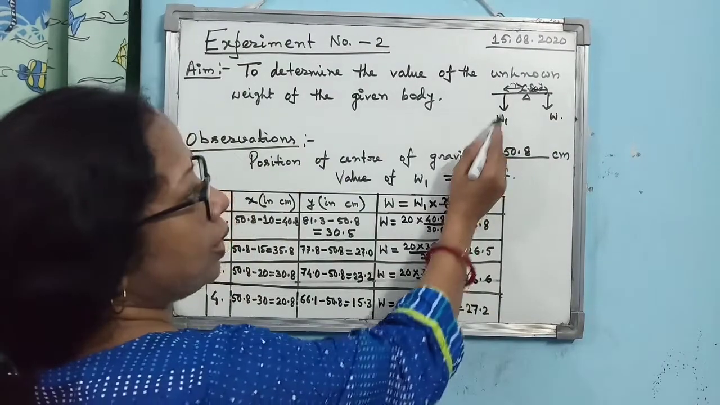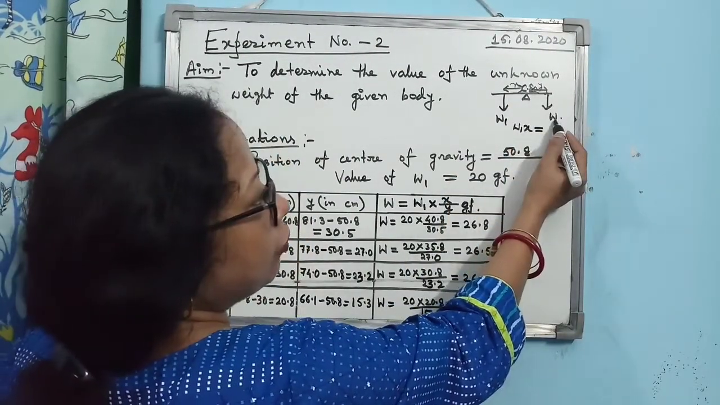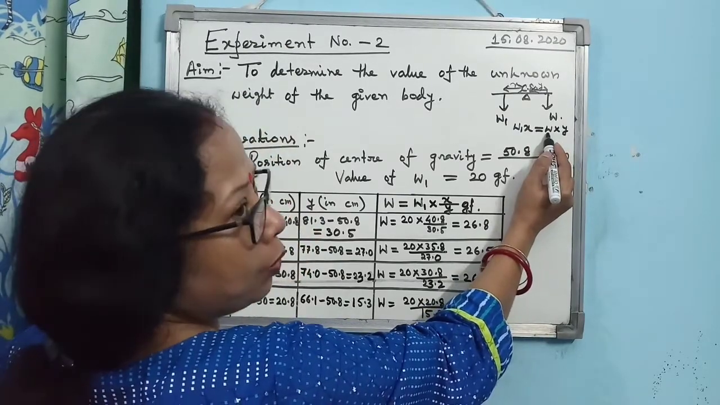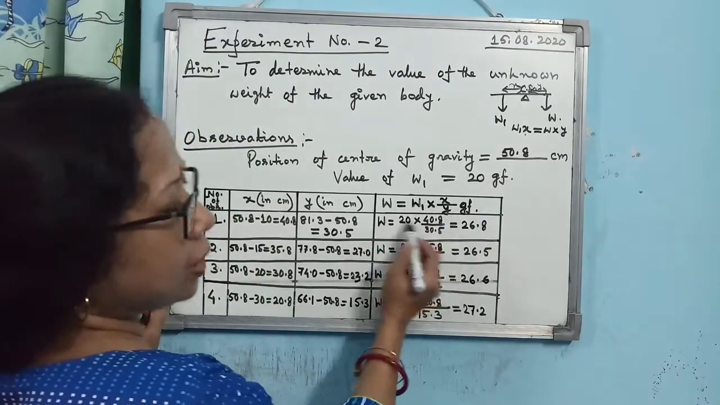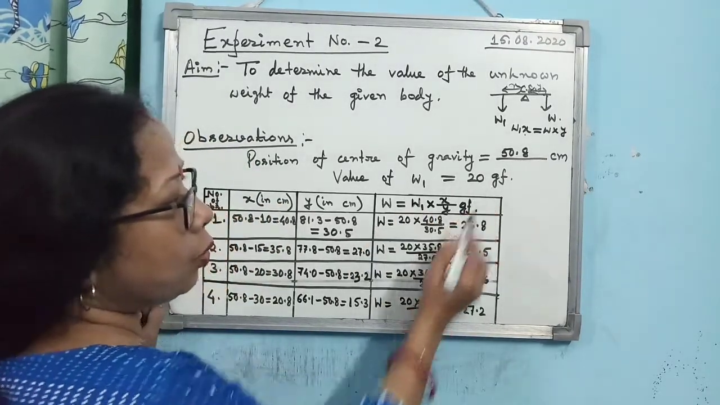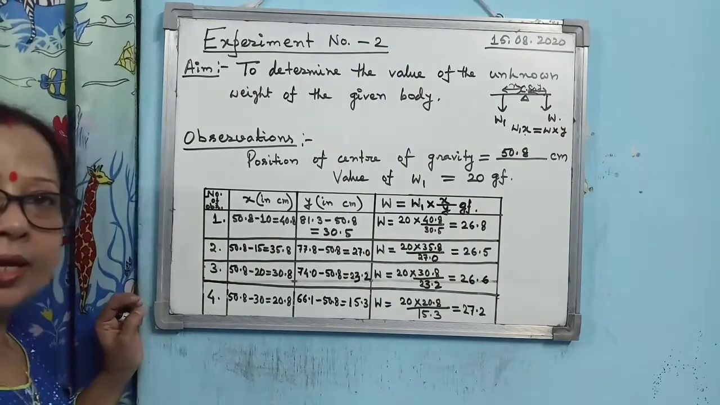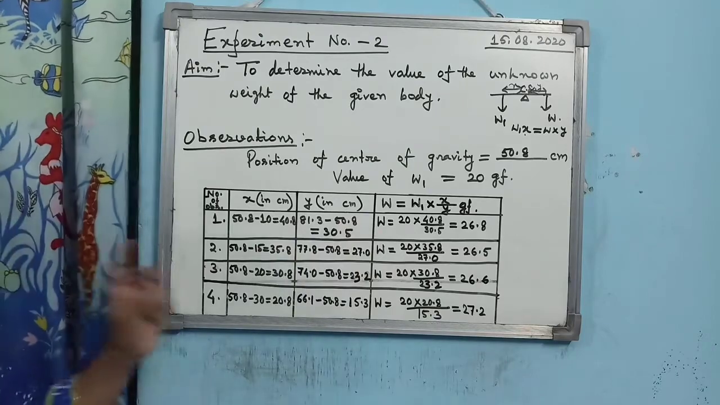So what is the moment of W1? W1 into x. What is the moment of W? W into y. So you see, what are you getting? W is equal to W1 into x by y. So that relation is written here. As W1 is measured in GF, W also you will get in GF. So I have just substituted the values of x and y and calculated.